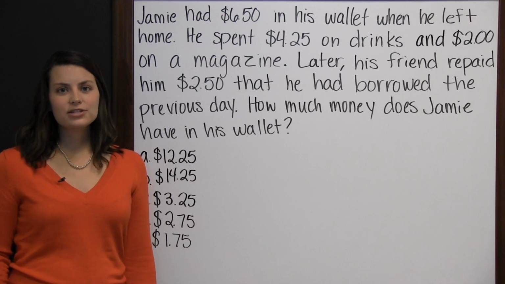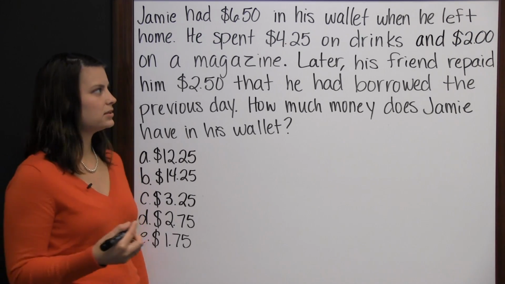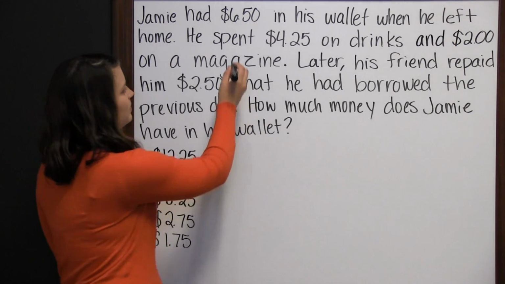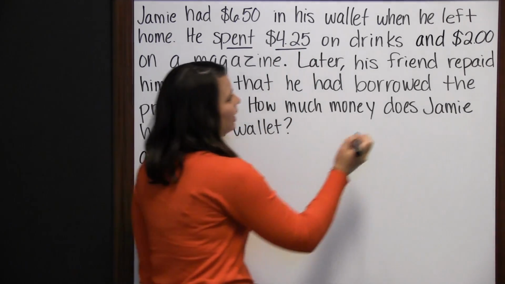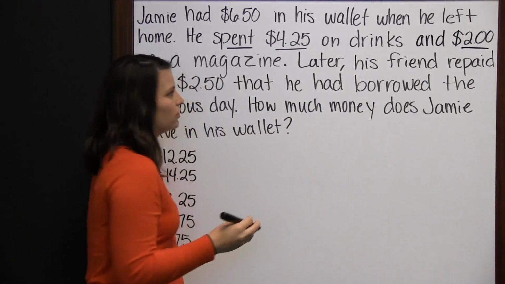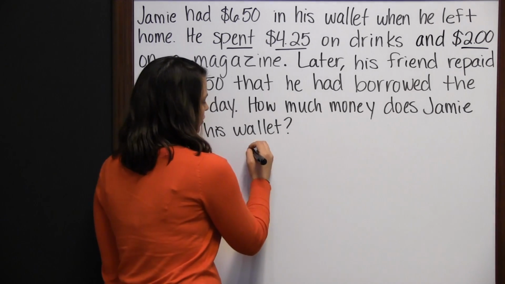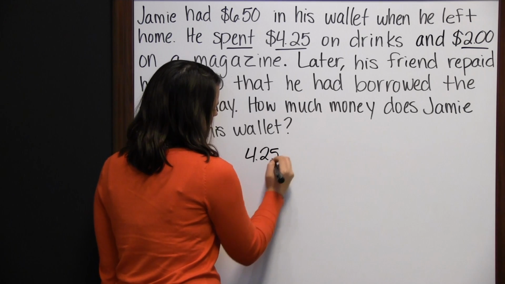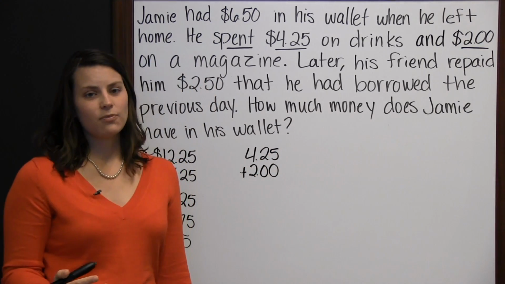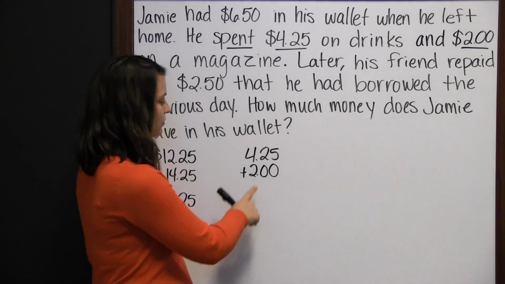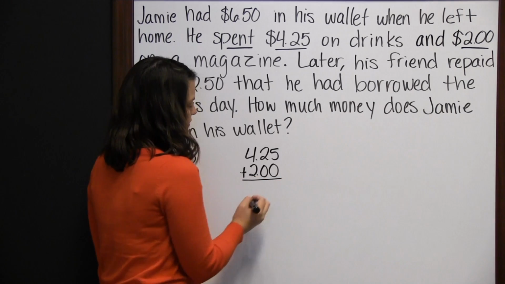So the first thing I'd like to do is find the total amount of money that Jamie spent. And I see that he spent $4.25 and $2. So to find the total amount of money he spent, I need to add $4.25 plus $2. And it's very important that whenever you add or subtract numbers with decimals, you line up the decimals.